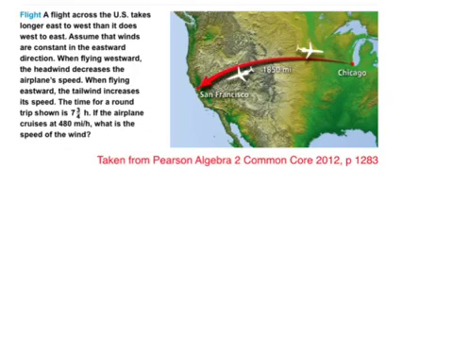This is an example from the Pearson Algebra 2 Common Core textbook, and it says a flight across the U.S. takes longer east to west than it does west to east. The reason is that winds are constantly pushing in the eastward direction. So when flying westward, the headwind decreases the plane's speed because it's pushing against the front of the plane. And when flying eastward, the tailwind increases its speed because it's pushing against the tail, so it's making it go faster. The time for a round trip is 7 3/4 hours. If the airplane cruises at 480 miles per hour, what is the speed of the wind?